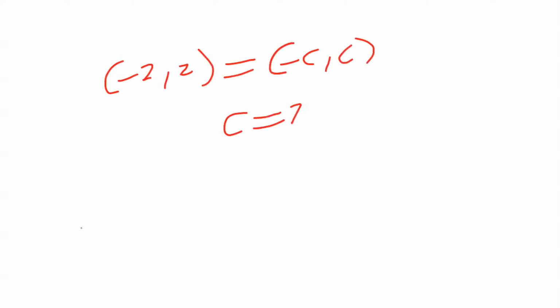In the limits -2 to 2, comparing with the general limits -c to c, so c equals 2. Replace c equal to 2 in the function f of x. The f of x formula has only bn, because the given problem is asking for the half range sine series. The half range sine series contains only the bn value; a naught and an values are 0.